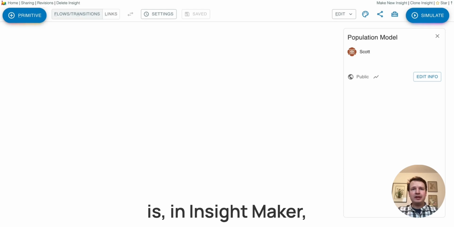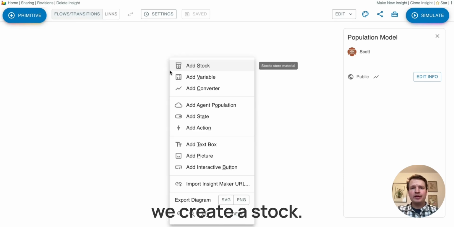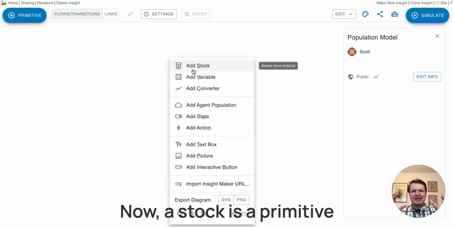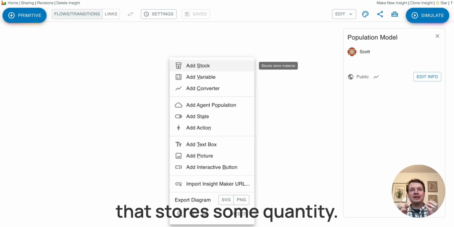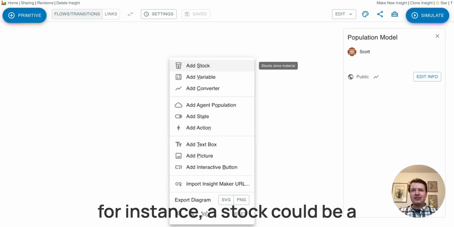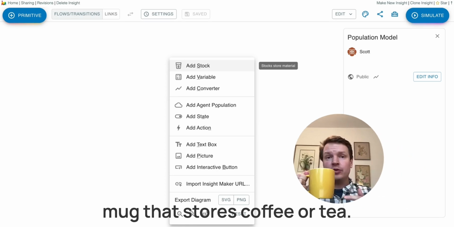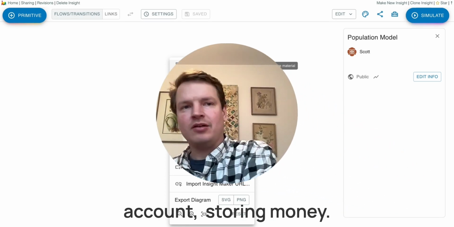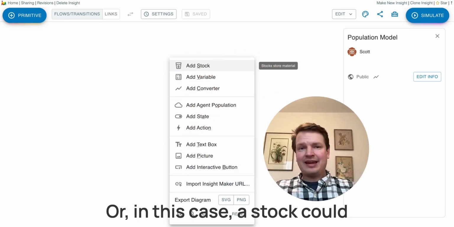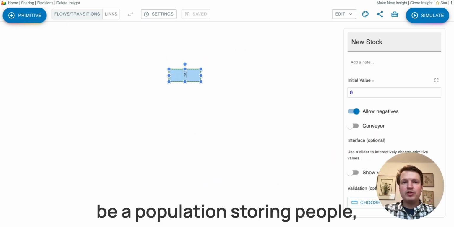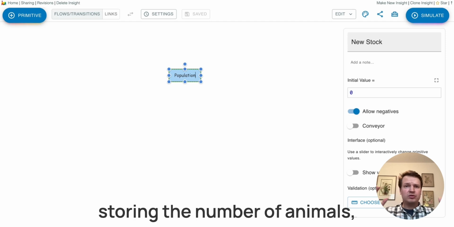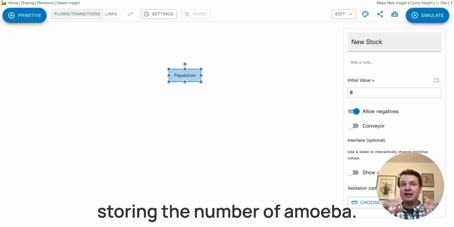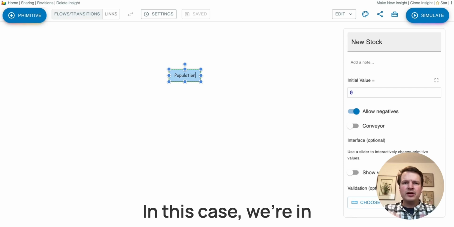The first thing we do is in Insight Maker, we create a stock. Now, a stock is a primitive that stores some quantity. For instance, a stock could be a mug, it stores coffee or tea. A stock could be a bank account, storing money. Or in this case, a stock could be a population storing people, storing the number of animals, storing the number of amoeba. In this case, we're going to model a population.